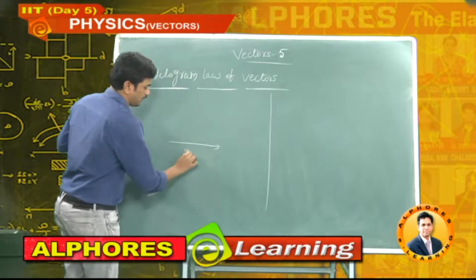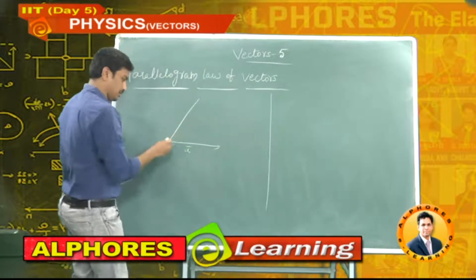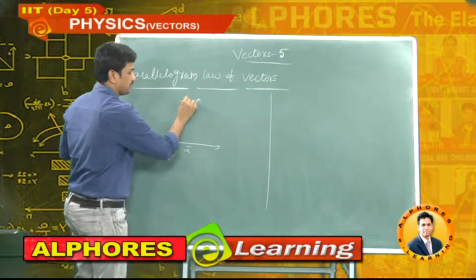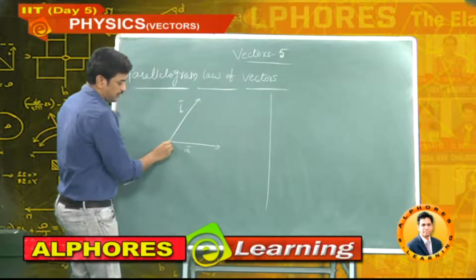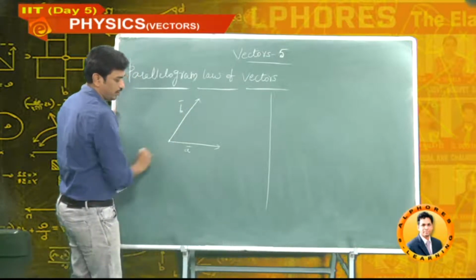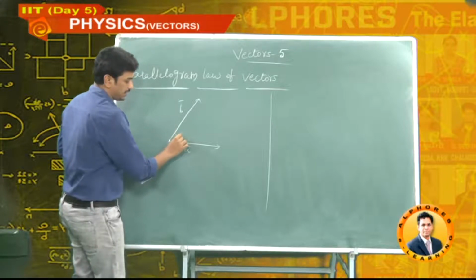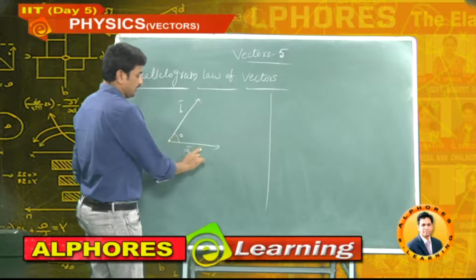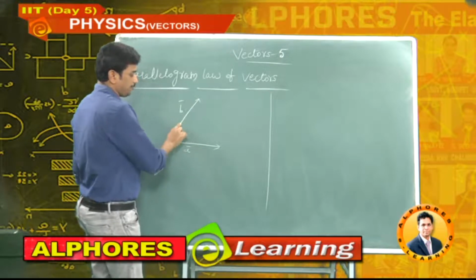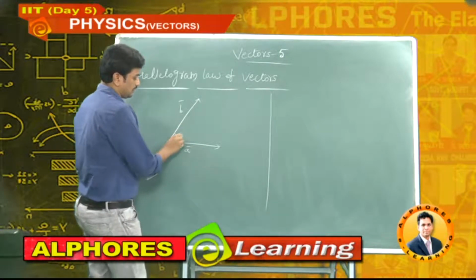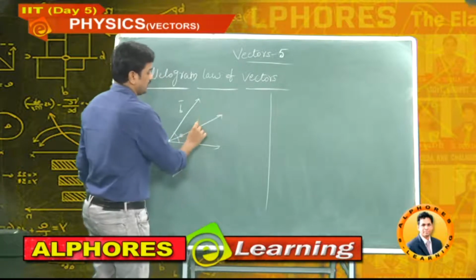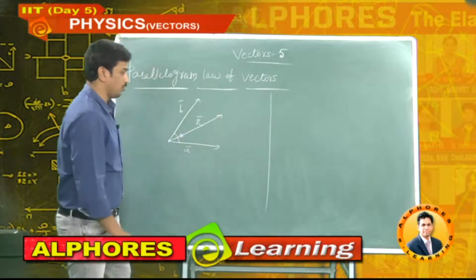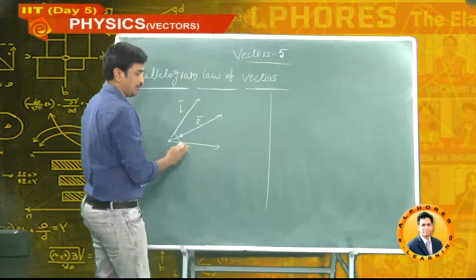See, A bar, B bar. A bar tail, B bar tail we joined here. Now we can see the angle between A bar and B bar. A bar, B bar are two sides of the parallelogram. Resultant is the diagonal of the parallelogram. Here there is no parallelogram.